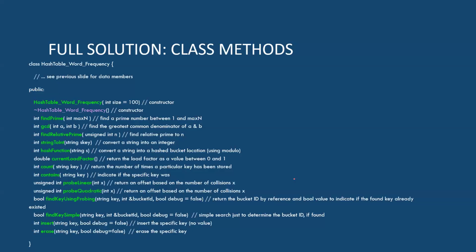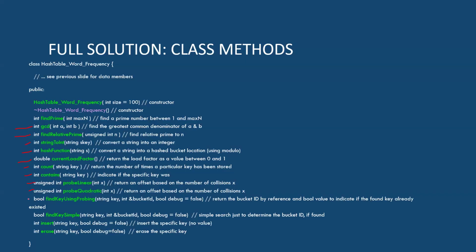Here are all the methods. Some of them are going to be pretty similar to what you'll see in homework 5. I'm not going to take you through all of this stuff, but you should recognize some of it from our lectures. GCD, find relative prime. There are a few utility functions in there, our hashing function, calculating load factor, etc.